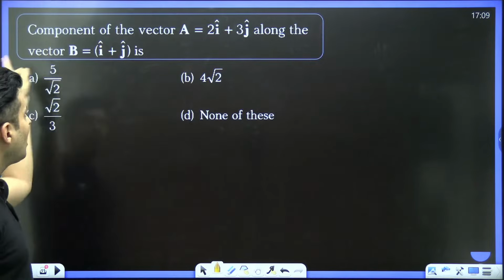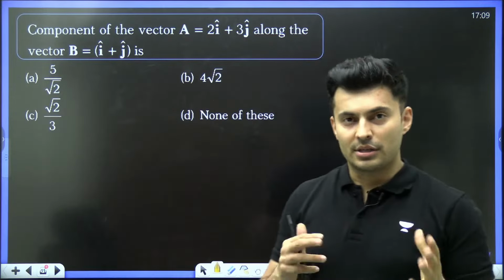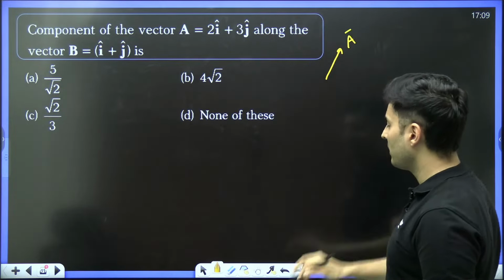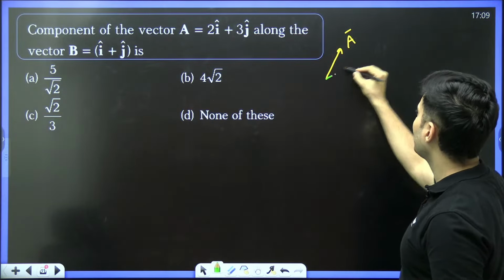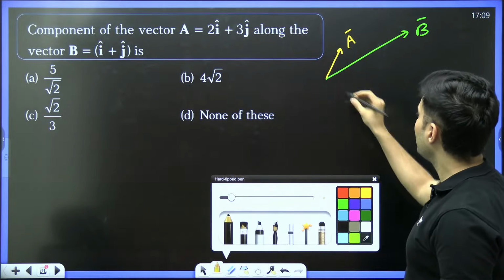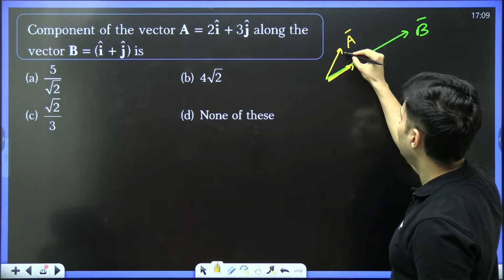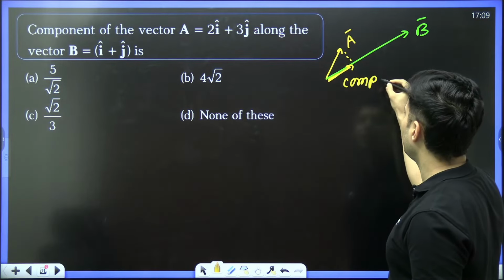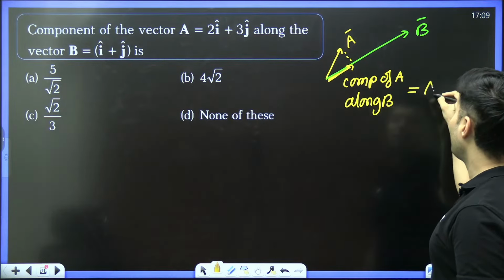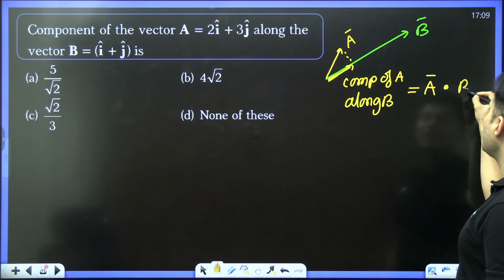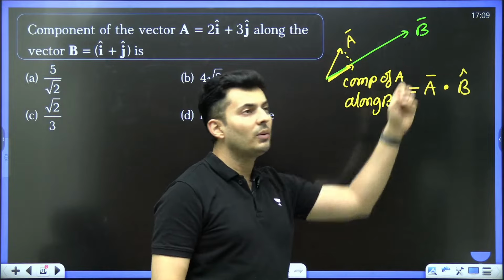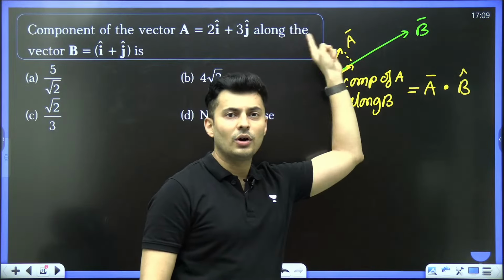Component of a vector along another vector is? When you have a vector, let's say for example A bar, and you want to find the component of that vector along another vector, that means basically you want to find this perpendicular dot. So this is basically the component of A along B. That is given by A vector dot B hat. The direction along which you want to find the component, you will take the unit vector of that and do the dot product with the original vector.